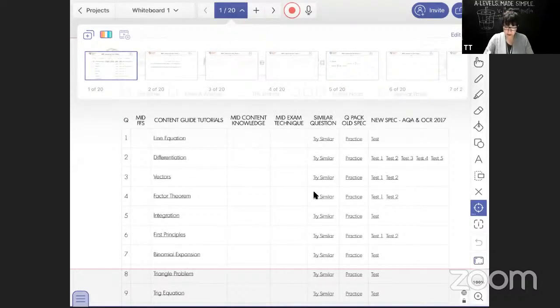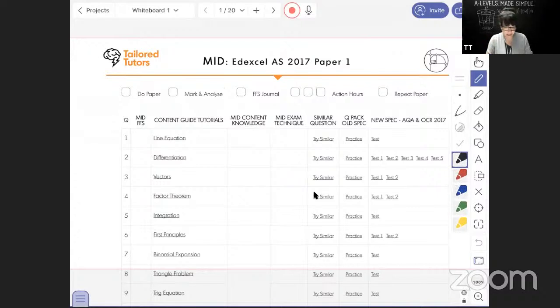So we've done the whole paper. Obviously we haven't, but we're pretending. Done the whole paper. If that was me, I'd put a really shiny sticker there, but you can just put a tick if you want. Now we're going to mark and analyze. Now we've just done the marking.